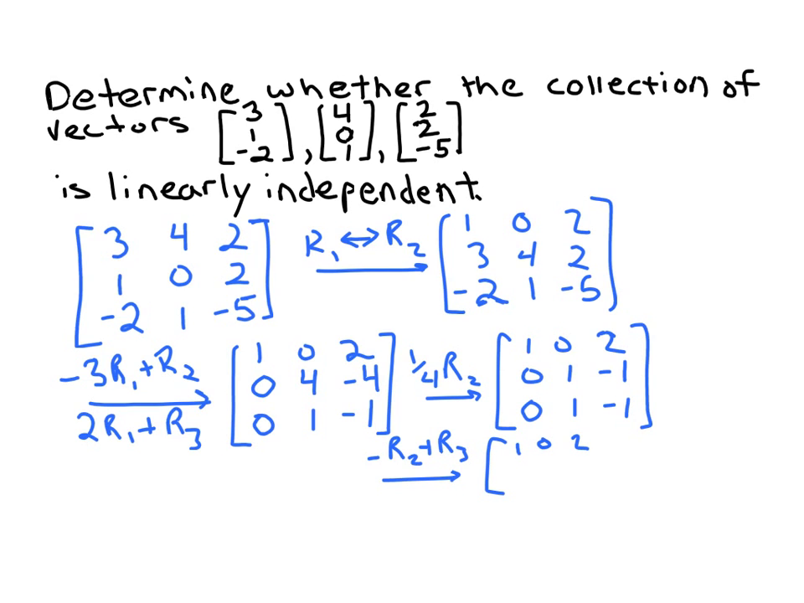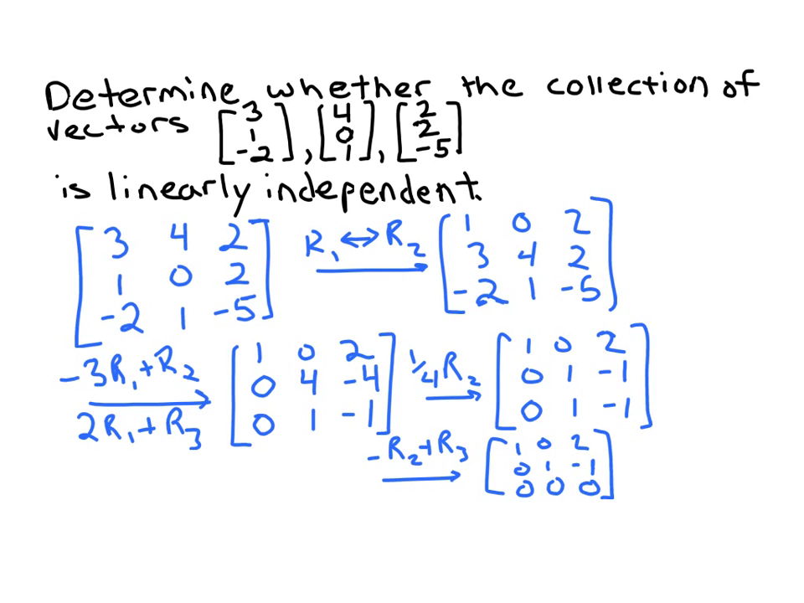So row 1 will stay the way it is. Row 2 will stay the way it is. Forgive me for writing in the bottom here. And then we have 0 plus 0, so that's 0. -1 plus 1, so that's 0. +1 plus -1, so that's 0. So we've arrived at the reduced or the row echelon form of this matrix.